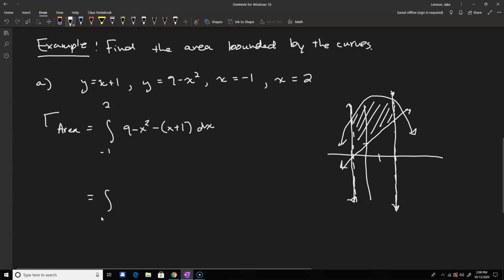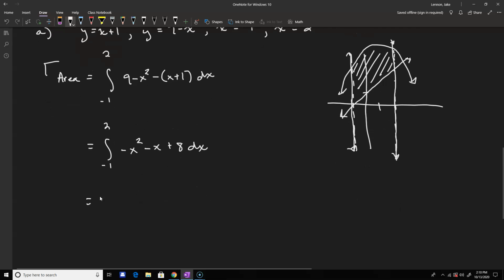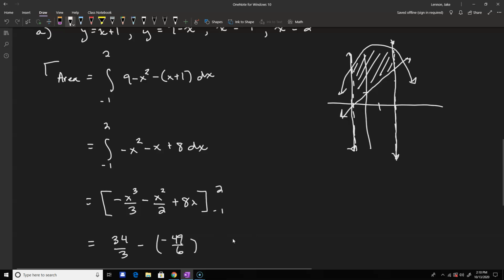So this is the integral from -1 to 2 of negative x squared minus x plus 8 dx. And this is just the polynomial rule for antiderivatives. So it's going to be negative x cubed over 3 minus x squared over 2 plus 8x from -1 to 2. And then we plug in our numbers, and we end up with 34 over 3 when we plug in the 2, minus negative 49 over 6 when we plug in the -1, and this will come out to 39 over 2. So that is the area between those two curves.